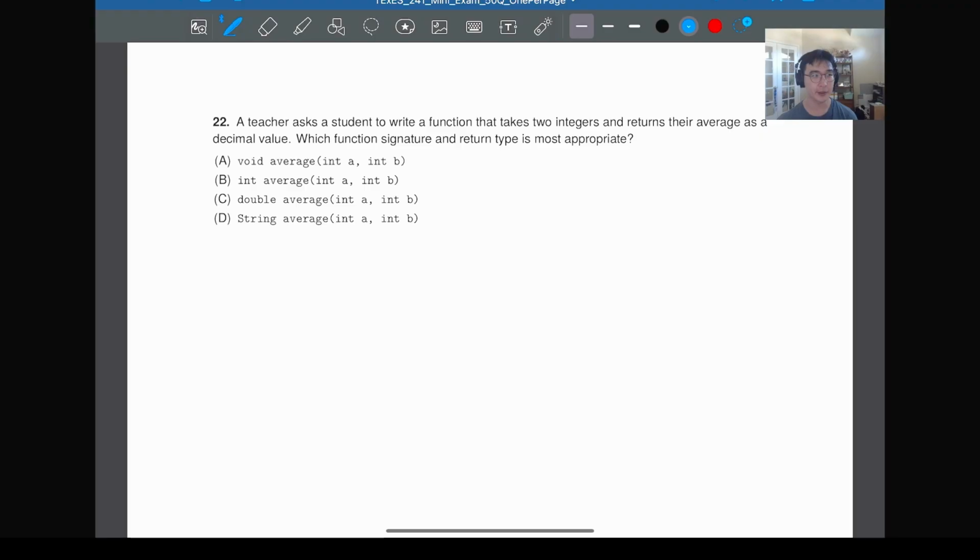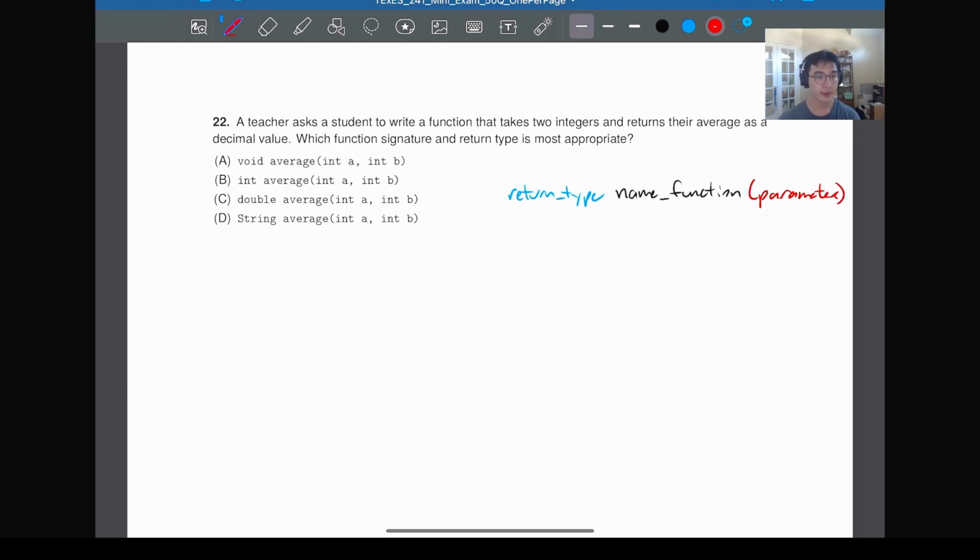All right, question 22. A teacher asks a student to write a function that takes 2 integers and returns the average as a decimal value. Which function signature and return type is most appropriate? So for this question, you need to know the different parts of a function. Right here, we have the return type. Then we have the name of the function. And then we have the parameters.